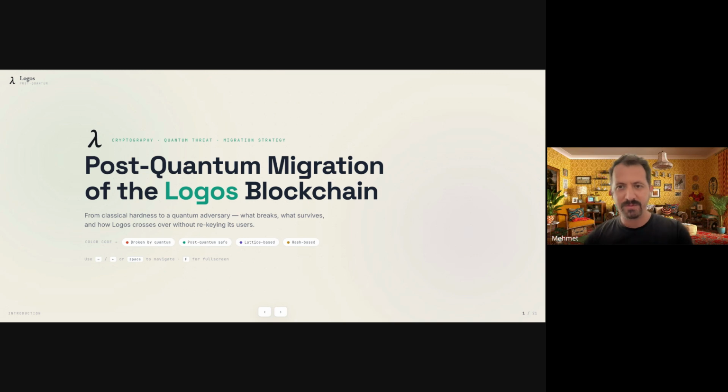My name is Mehmet. I'm a cryptography researcher at the Logos Blockchain team. Now we are focusing on improving our protocol against quantum computers, and I will try to summarize our work. I will also give some information about the quantum threats, and I will try to explain some more complex cryptographic things in a simple way. So we can start.